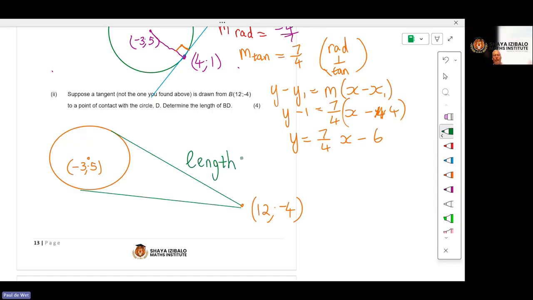Does it matter which one? No, it doesn't matter because we know that tangents from a common point are equal. We don't know this point. Okay, who can tell me how we can work out the length of this line? We'll call it capital L.